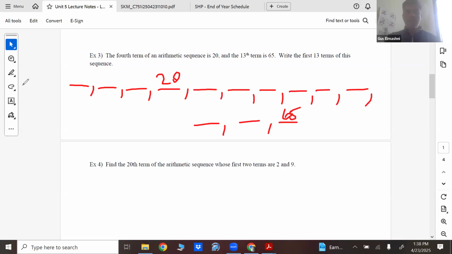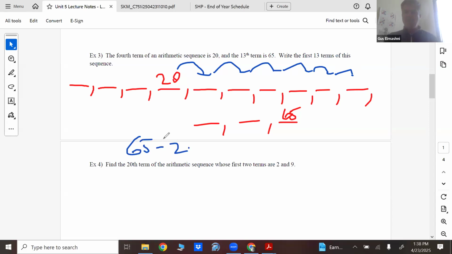How many times do I have to jump from the 4th term to the 13th term? How many times do I have to apply the common difference? 9 times, because the difference between 13 and 4 is 9. So essentially, if you so desire, you could try to think about it intuitively. Okay, well, how many times? How do I do that? You can do guess and check, but really, let's just be logical about it.